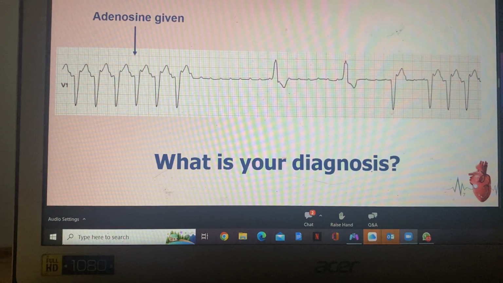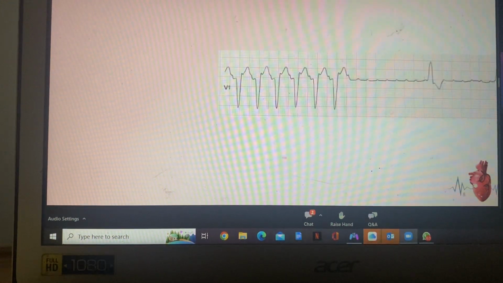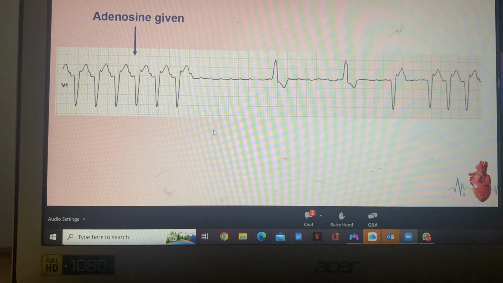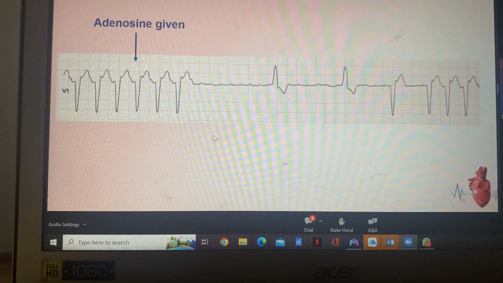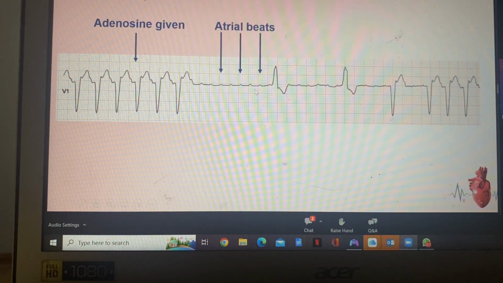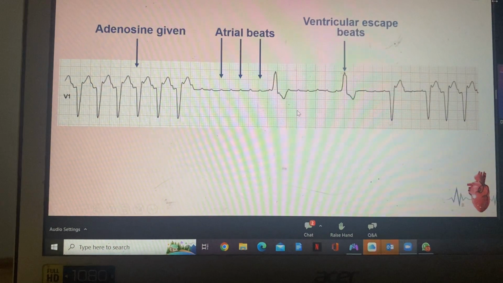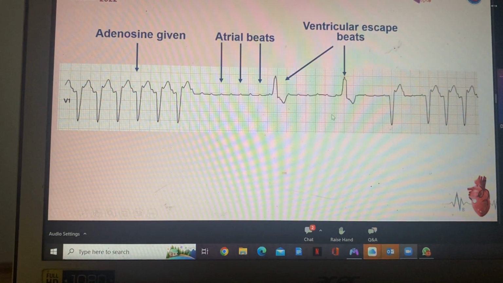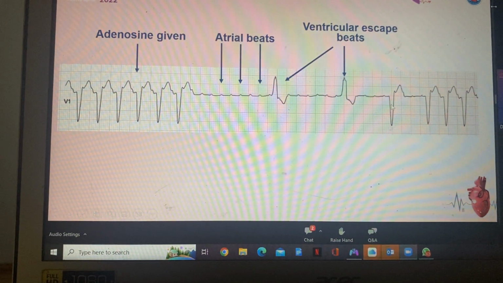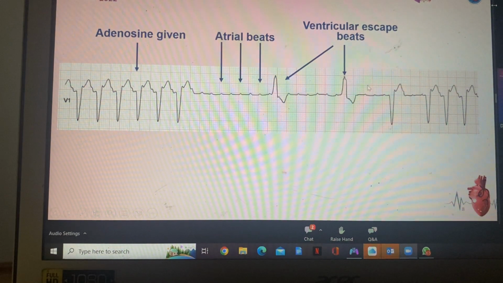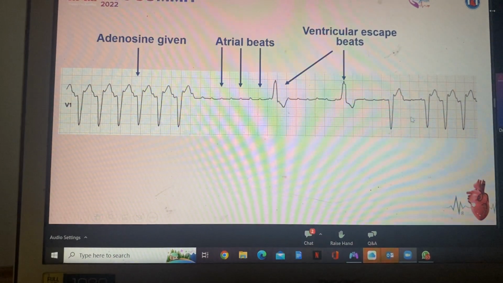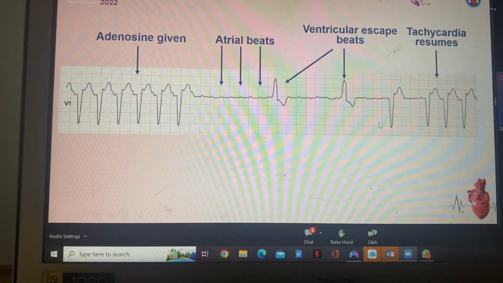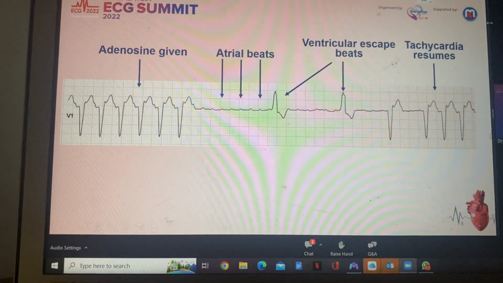Right, there's no pole. So let us look at these strips again. So you give IV adenosine here, you see a lot of P wave here, all right? Then you see we say PVC, or this is a ventricular escape beat, all right? Then the tachycardia resumes again. So what does it mean?